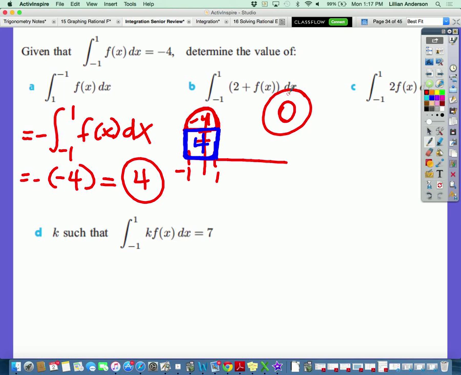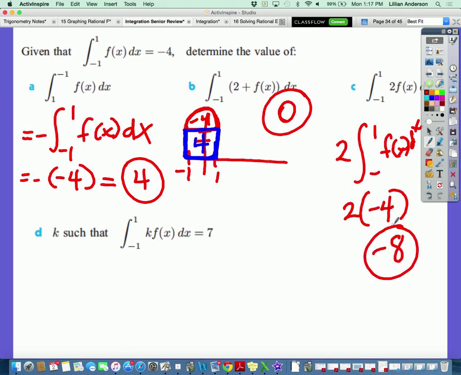Over here, what do you think we can do? It's a constant, so you can pull it out. So you basically just have -4 times 2, which is -8. So that rule still applies there.